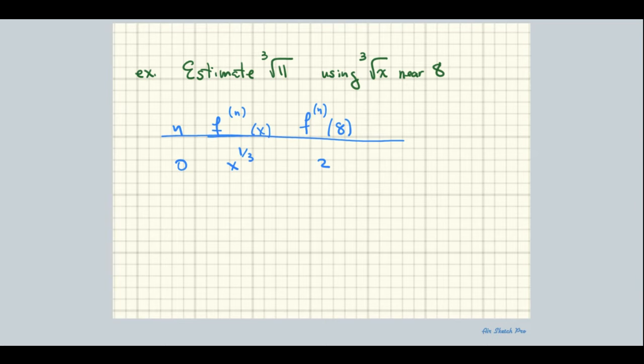Now, here we go to the first derivative. What's the derivative of this thing, guys? What's the first derivative? What's the derivative of x to the 1/3? Anybody? 1/3 x to the negative 2/3. What is that derivative at 8? Plug in 8. What do you get when you plug in 8 on that?